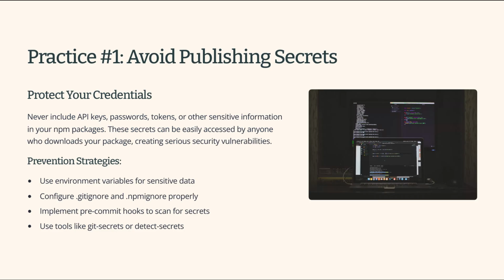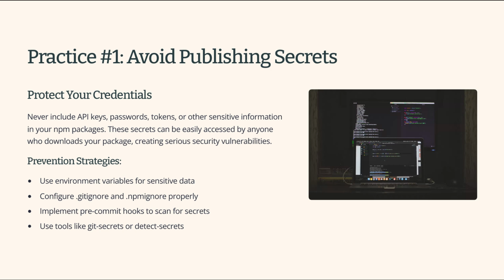As we shift our focus from identifying common NPM security threats, let's delve into a crucial practice: avoiding the publication of secrets. Protecting your credentials is vital. Never include API keys, passwords, tokens, or any sensitive information in your NPM packages. When these secrets are exposed, they can be easily accessed by anyone who downloads your package, which can lead to significant security risks. To safeguard your sensitive data, consider utilizing environment variables to keep your secrets out of your codebase.